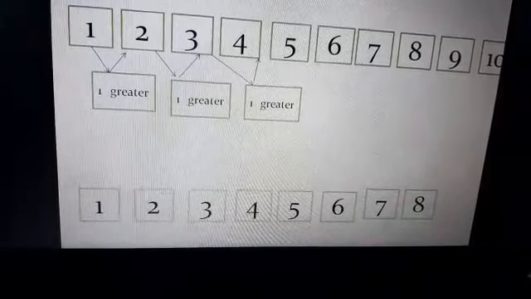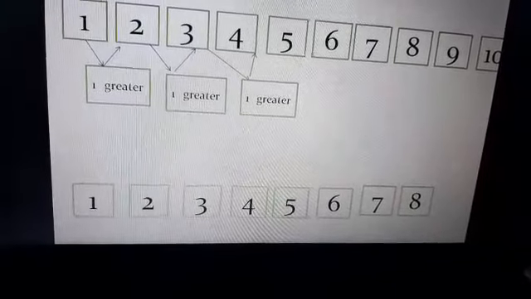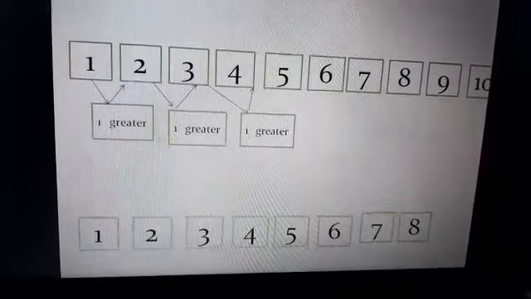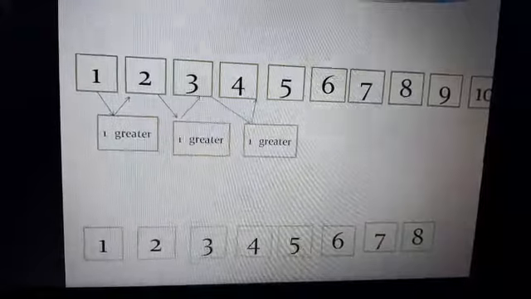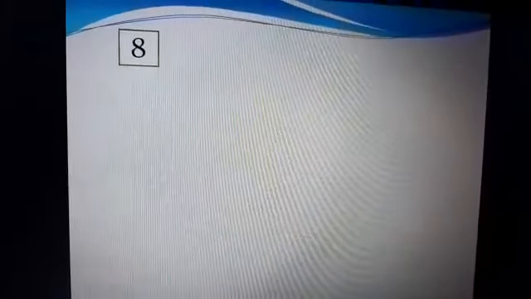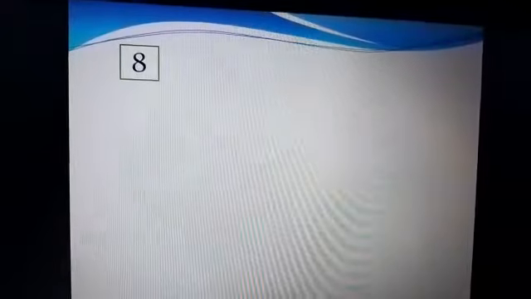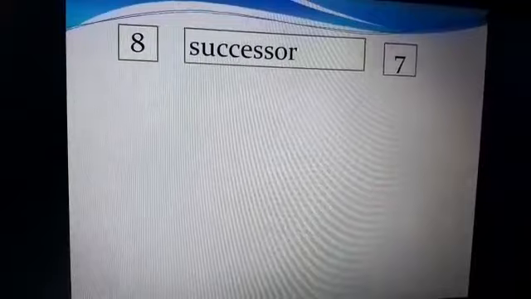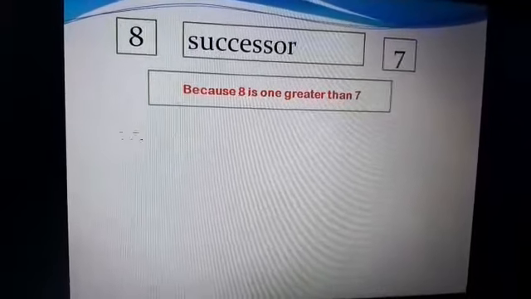So, the number which comes just immediately after any given number, or we can say the number which is 1 greater than the given number, is called its successor. If you see which number you can see here, it's number 8. If I tell you to find the successor of number 8, what is the successor of number 8? It's 9. And 8 is a successor of which number? 8 is a successor of 7 because it is 1 greater than 7.